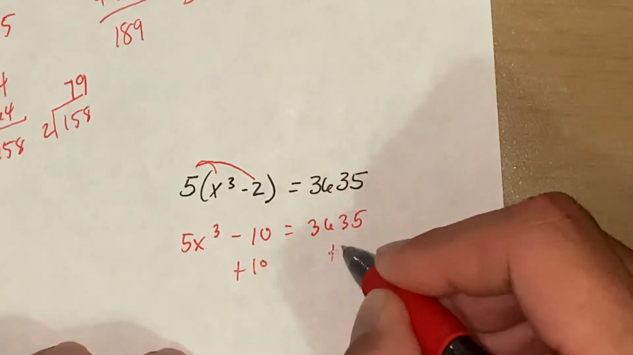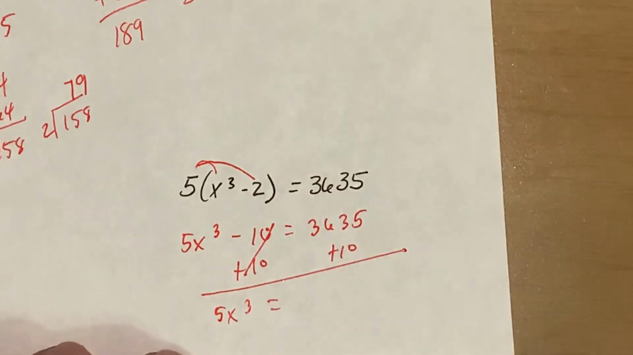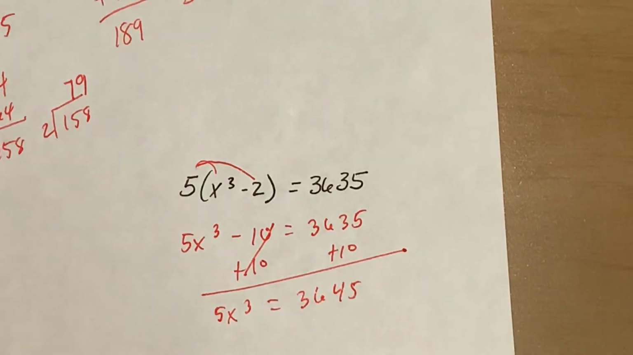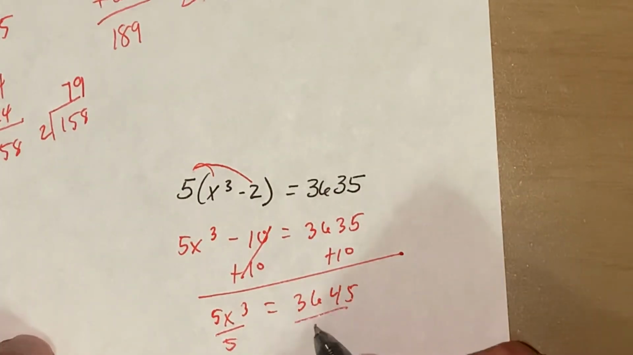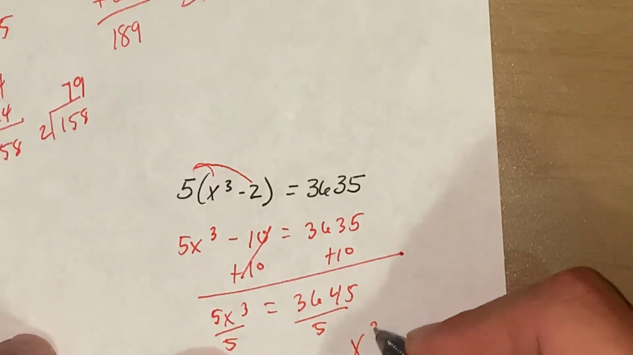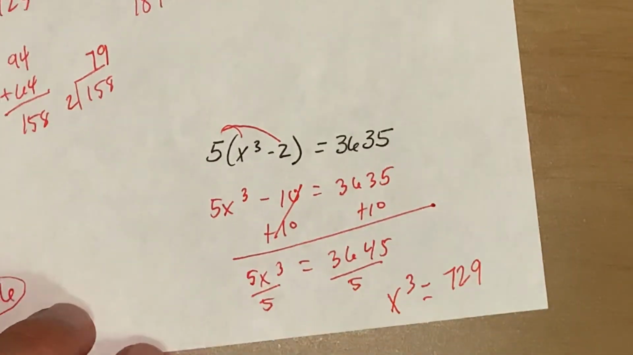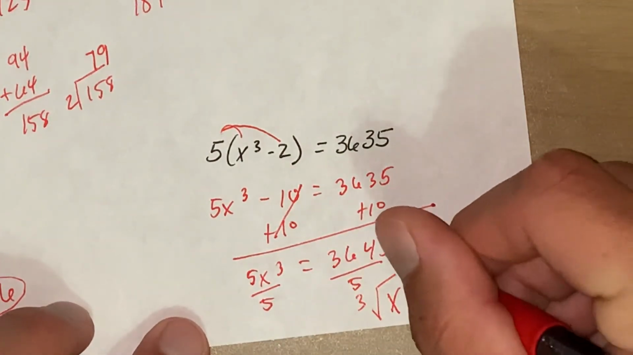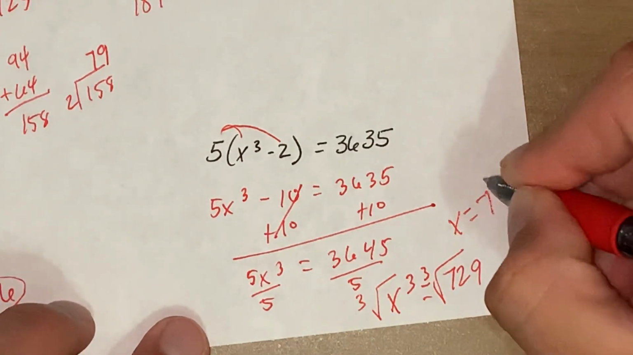So I'm going to add 10 to both sides. This 10 cancels. I'm left with 5x cubed equals, and I have 3,645. Okay. Now, same thing as the first equation, I'm going to divide both sides by 5. So I'm left with x cubed equals 729. So now to undo cubing that number, I take the cube root of both sides. Okay. And now I find that the cube root of 729 is 7.